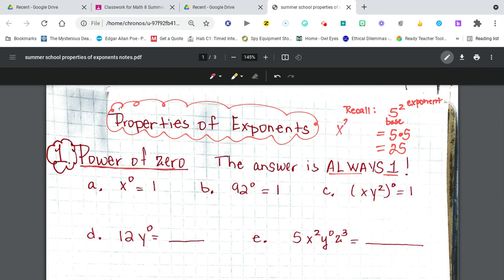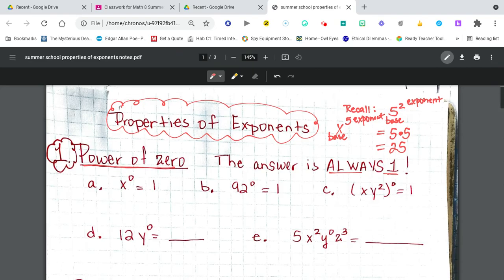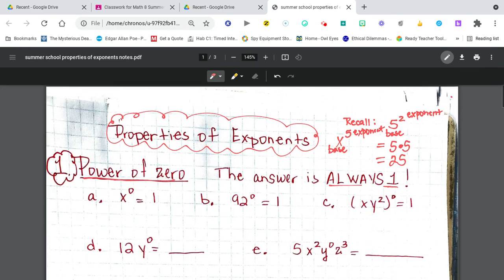If you see something that looks like this, let me erase that. X is your base and 5 is your exponent. Okay. If you see something that's written like this, here you have two bases. X is a base and Y is also a base. And you have two exponents. You have an exponent of 2 and an exponent of 3. The exponents are the ones I circled.